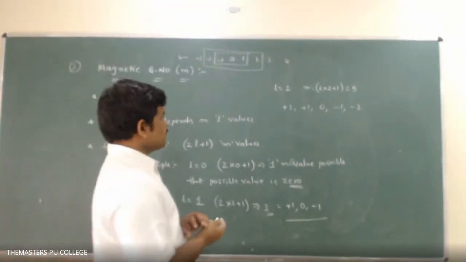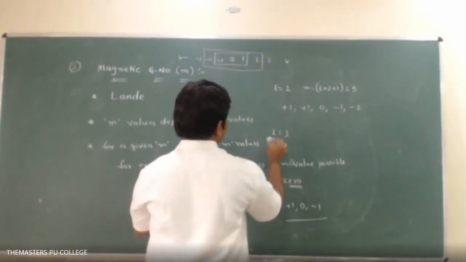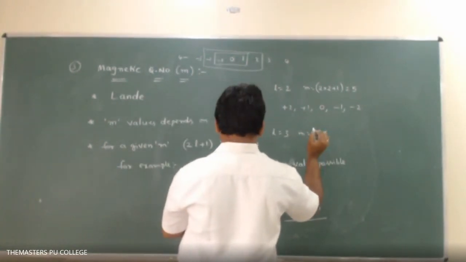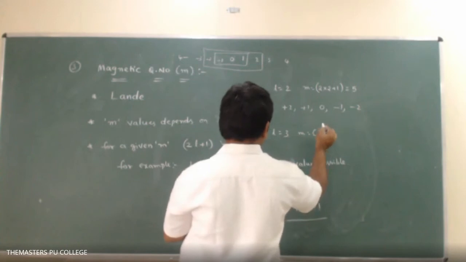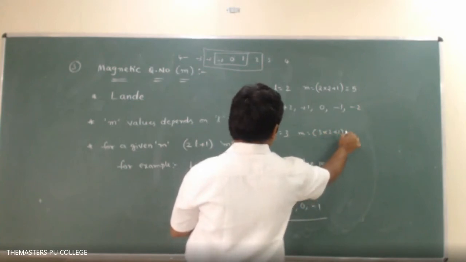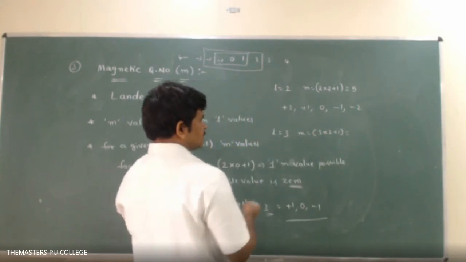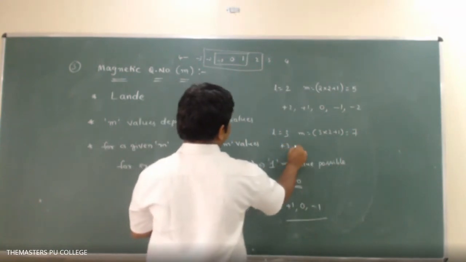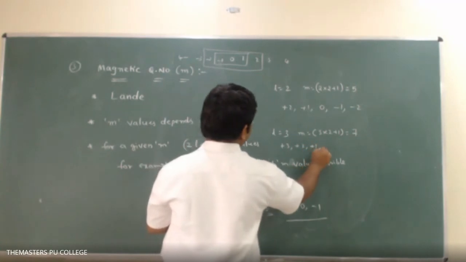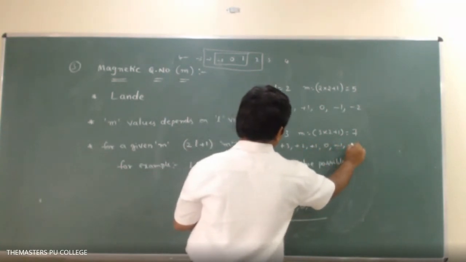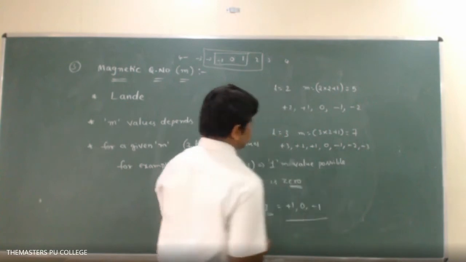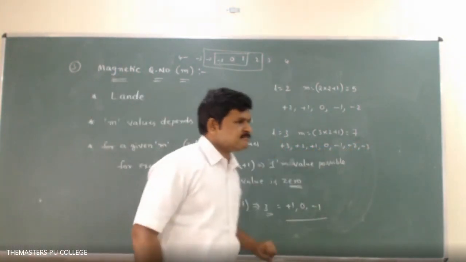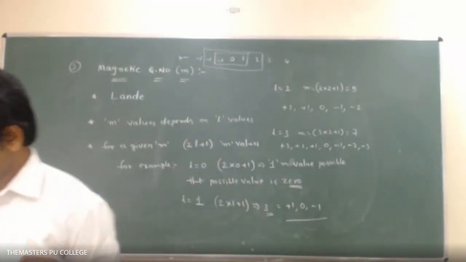Okay, next L is equal to 3. M is equal to 3 into 2 plus 1, that is 7. What are those 7 values? Plus 3, plus 2, plus 1, 0, minus 1, minus 2, minus 3. That is 7 values, like this. Please write down.